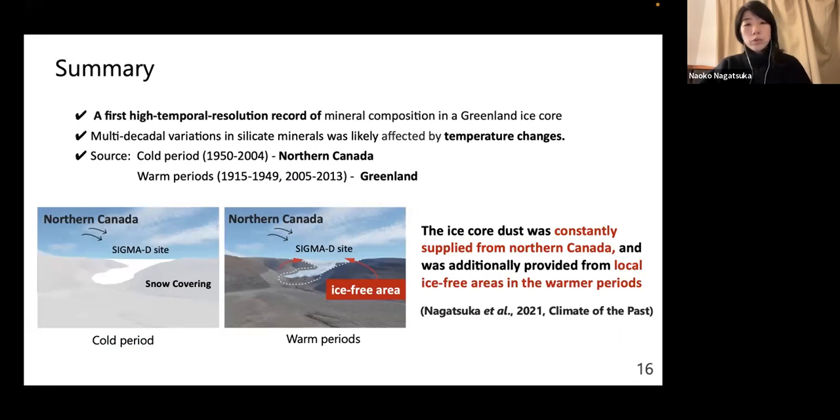However, dust was additionally provided from local ice-free areas in the warm periods because of shorter snow and ice cover duration in the coastal region during melt season. We also suggest the SEM-EDS analysis can detect variations in ice core dust sources during the recent period of low dust concentrations.